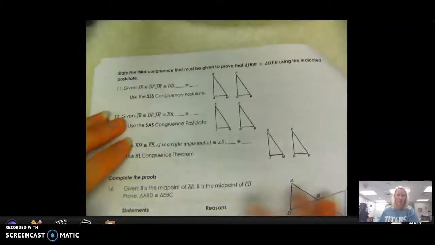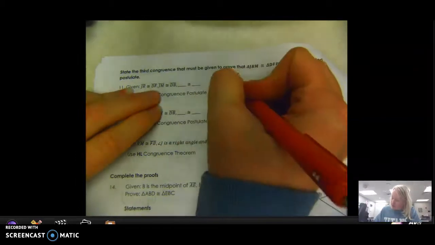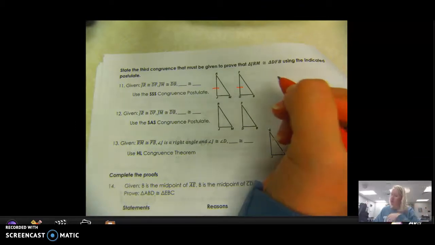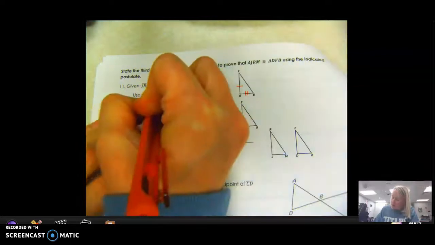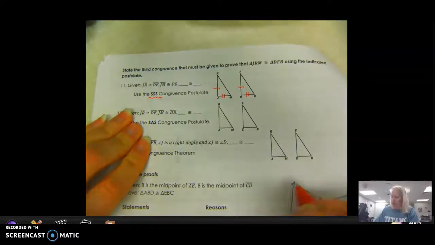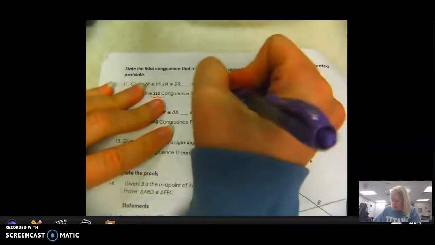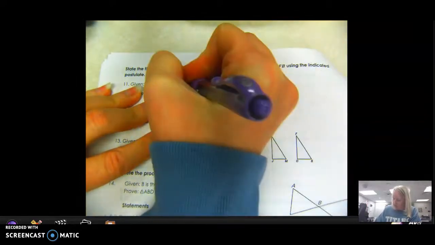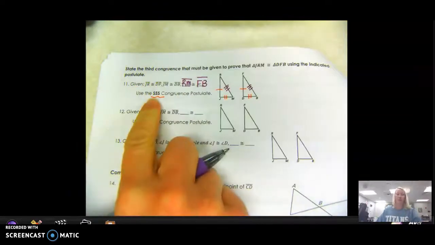Next one. State the third congruence that must be given to prove that these two triangles are congruent. So I know that JR is congruent to DF, so I'm taking what they're giving me and I am just drawing or marking it. I know JM is congruent to DB. They want me to prove that those two triangles are congruent by side, side, side. So I have two sides. I would need to have the third side. I would need to know that this guy is congruent to this guy. So that's the third thing I would need. I would need to know that RM is congruent to FB in order to prove it by side, side, side.